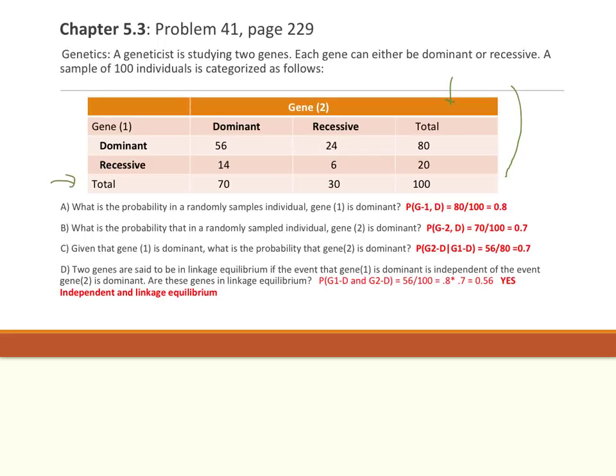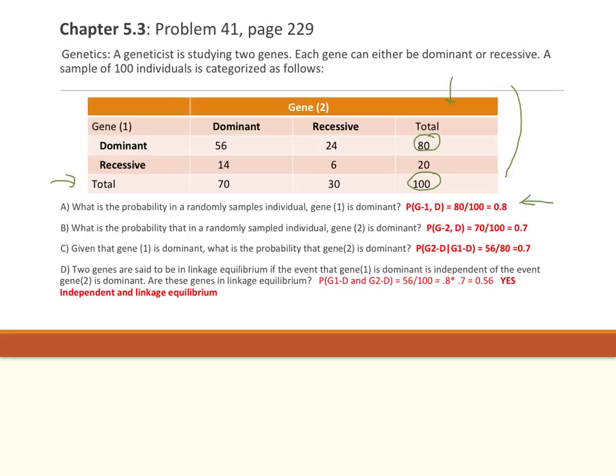So we have here the probability of gene 1 being dominant. From here we look at the probability of 80 divided by 100. That's the probability that gene 1 is dominant in this sample. What is the probability that in a randomly sampled individual gene 2 is dominant?